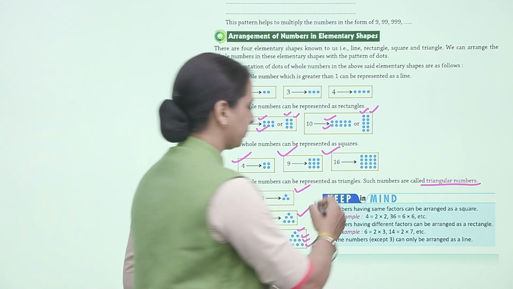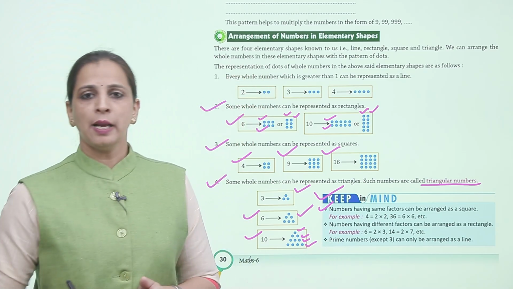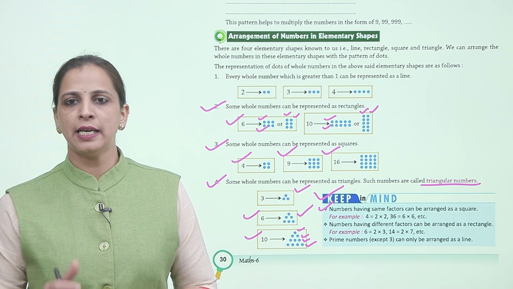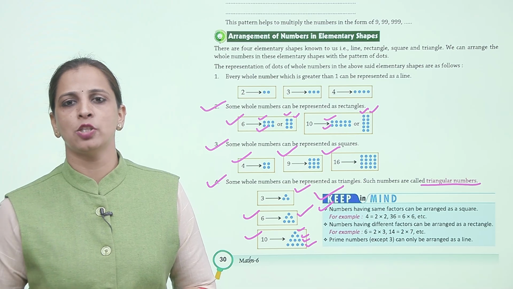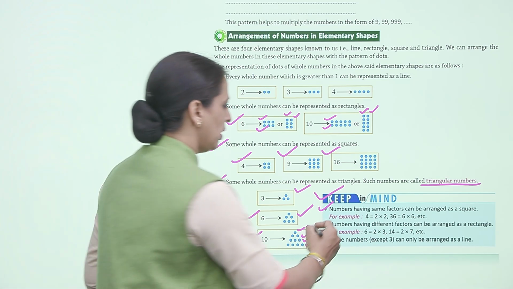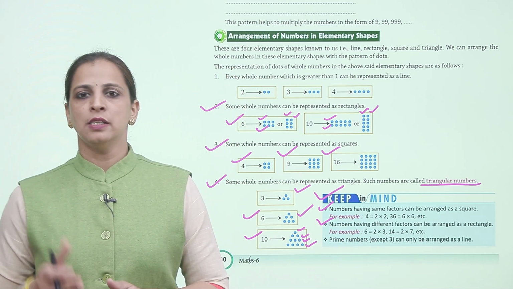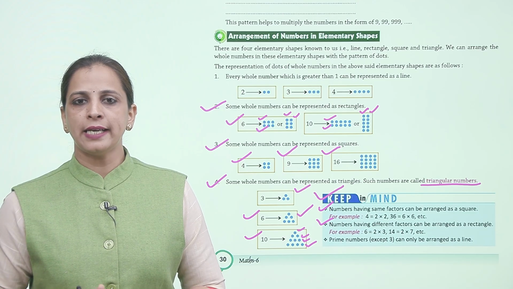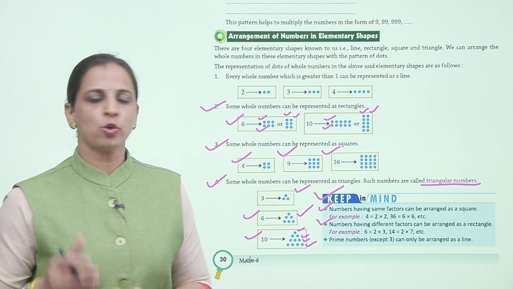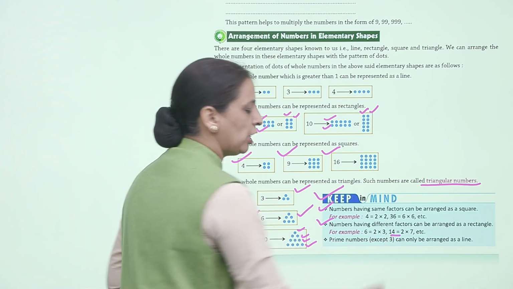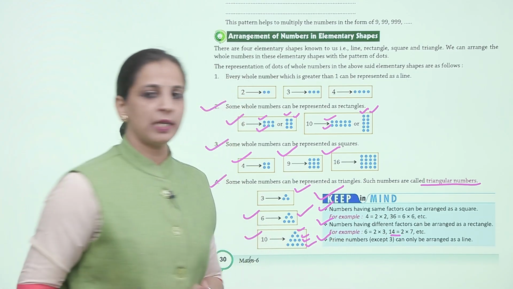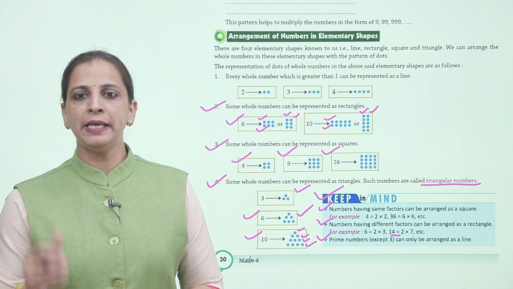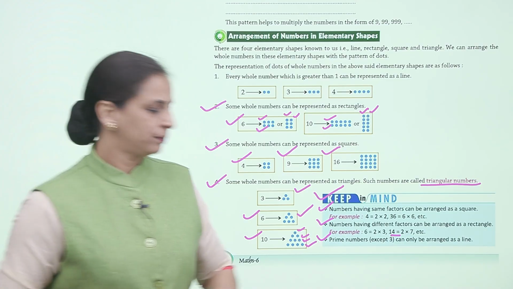Keep in mind, first, numbers having same factors can be arranged as a square. For example, 4 is 2 into 2, 36 is 6 into 6, etc. Next, numbers having different factors can be arranged as a rectangle. For example, 6 is equals to 2 into 3 and 14 is equals to 2 into 7, etc. Next, prime number except 3 can only be arranged as a line.